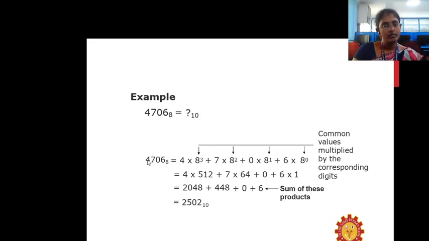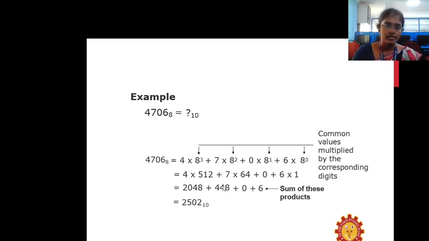So see here, before that we need to set the position for each number. The position starts from the right hand side, that is for 6 the position value is 0, for 0 the position value is 1, for 7 the position is 2, and for 4 the position is 3. Now we are going to multiply each and every digit with its base along with its position as a power. So 4 into 8 to the power 3 plus 7 into 8 to the power 2 plus 0 into 8 to the power 1 plus 6 into 8 to the power 0.